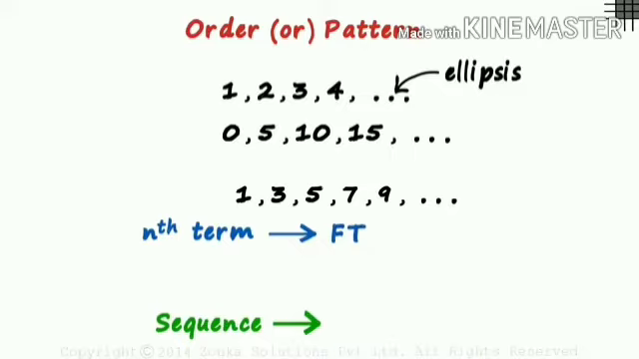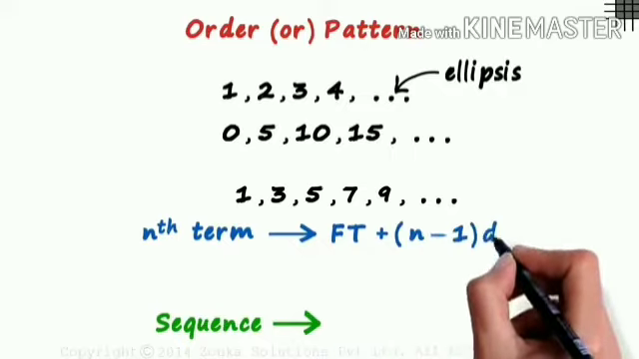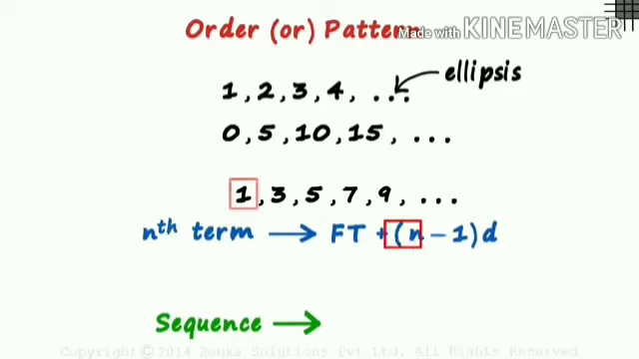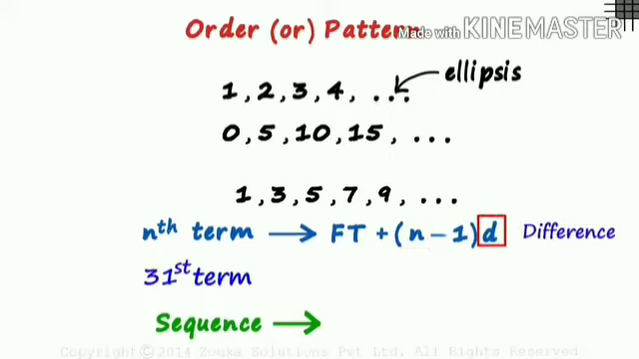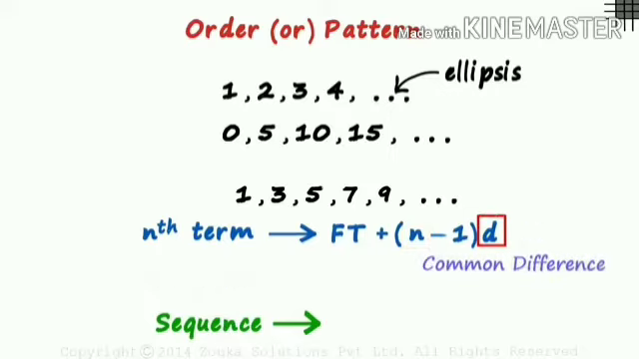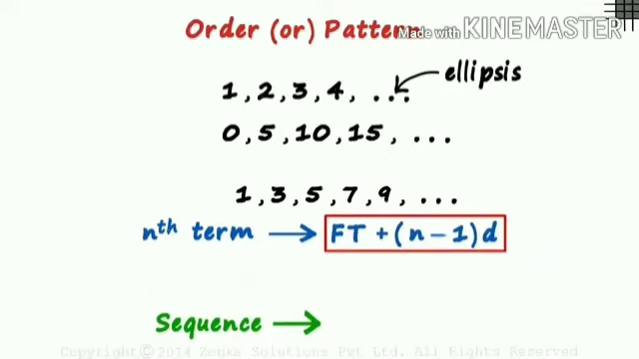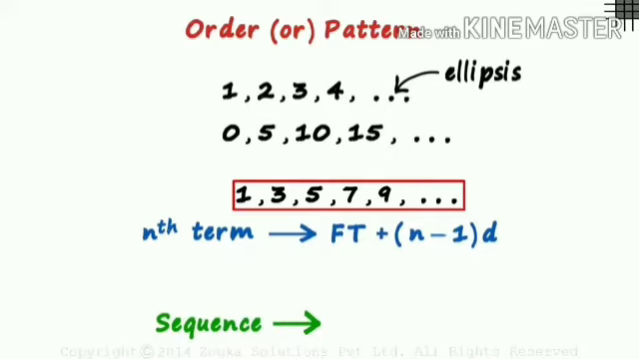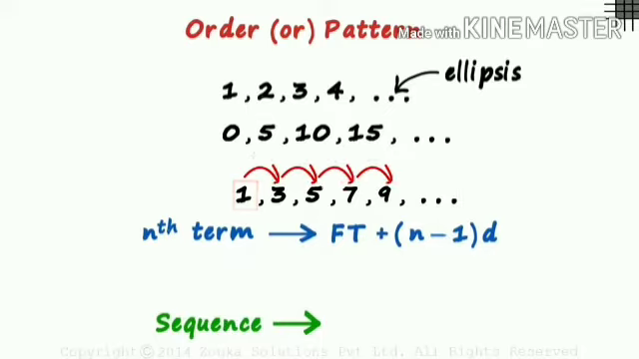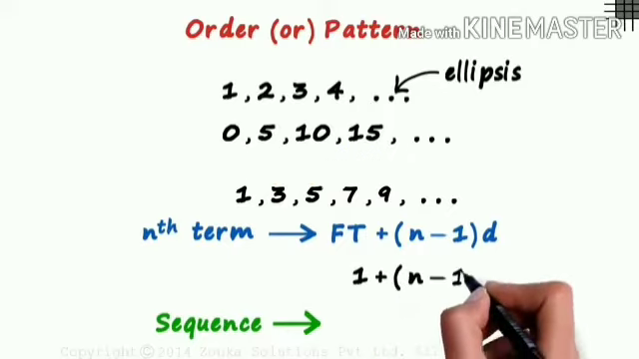It is the first term plus n minus 1 times d. Here, the first term is the first term of the sequence, n is the term number. So if we want to find the 31st term, we just substitute 31 in place of n. And d is the difference between any two consecutive terms. It's called the common difference. It's extremely simple to derive this formula, but you don't really need to know it for your exams, so don't dwell too much over it. In this example, as the first term is 1 and the common difference is 2, the nth term will be 1 plus n minus 1 times 2.